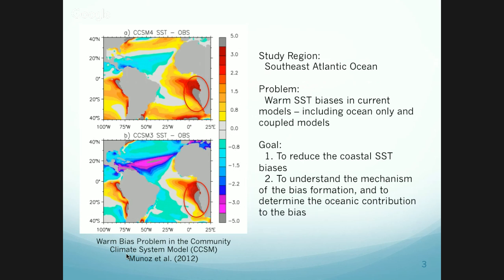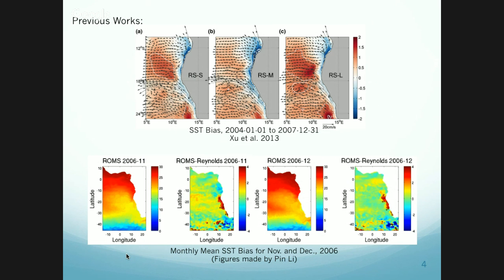For the eastern boundary, bias is mainly in the upwelling regions. Okay, and I can introduce some previous works. So the first one is by Zhao Xu, and it is a pretty classic paper for our works. He also used ROMS, and this is the average from 2004 to 2007.